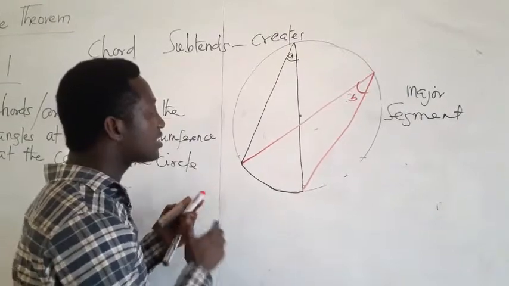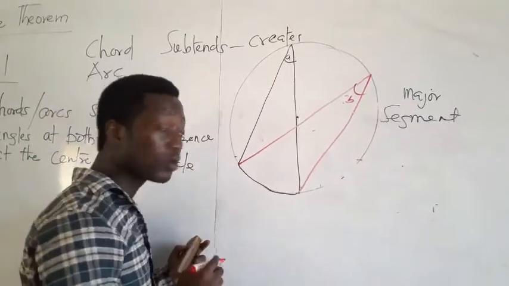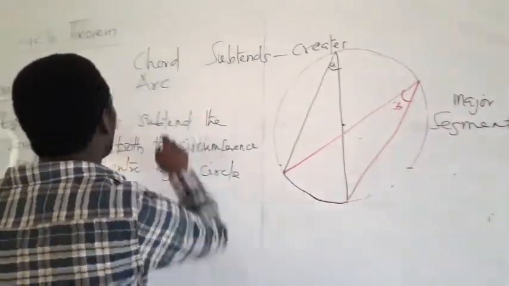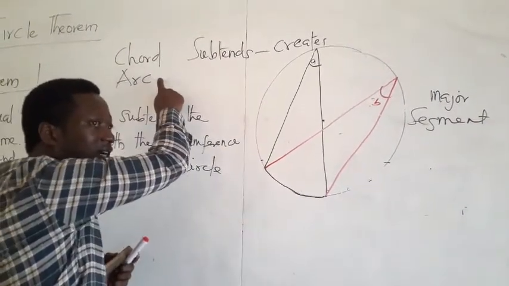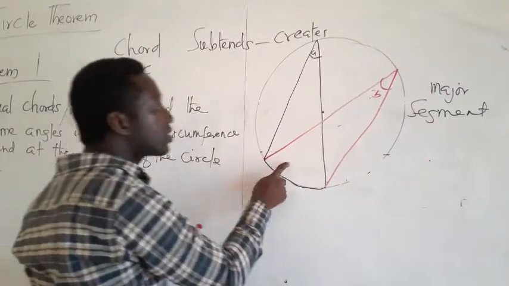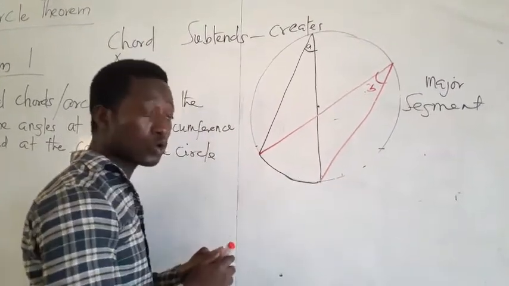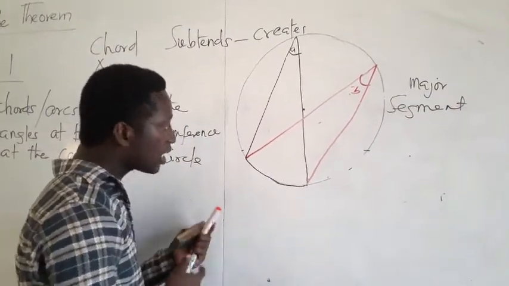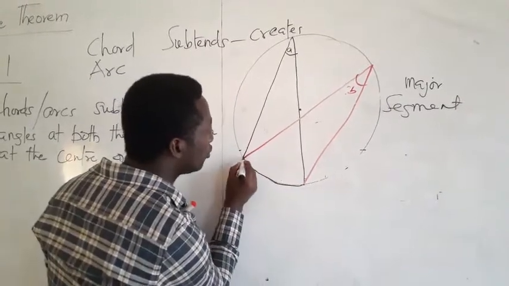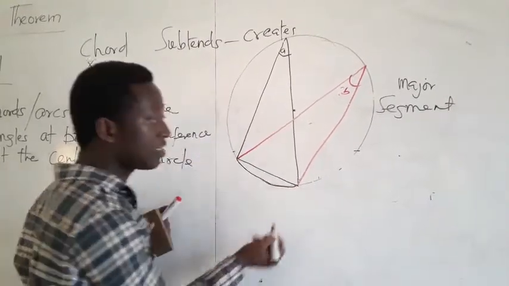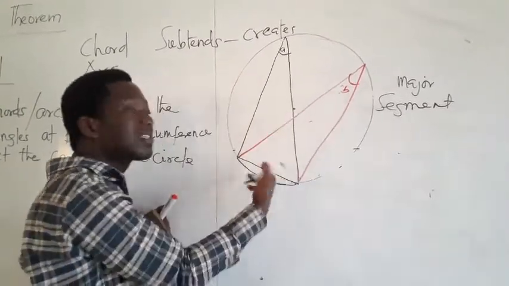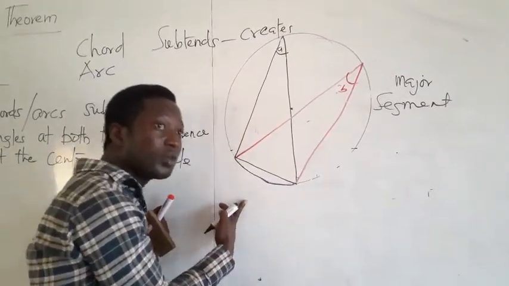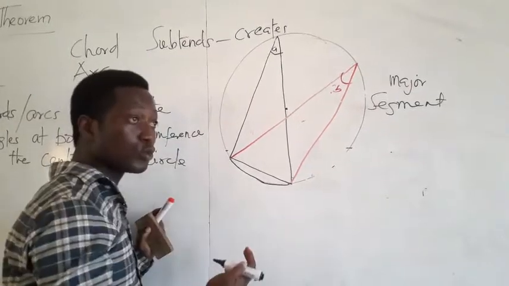Or you can say that they have the same chord, because I told you that whenever you see a chord, you can treat it as an arc. Wherever you see an arc, you can treat it as a chord. When the question is given to you, you can also draw your own chord. So I can draw a chord here to illustrate that. It's the same thing. So it means that angle A and angle B originate from the same chord and, at the same time, from the same arc. It depends on what you want to do.